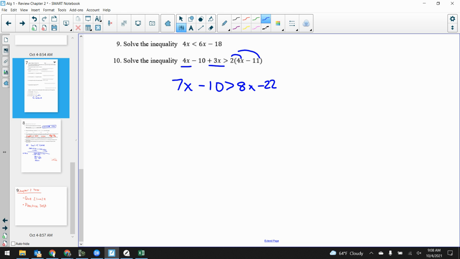You got 12x. She multiplied. Me too. Oh, you multiplied. You took 4x times 3x. Ah, I didn't think of that.